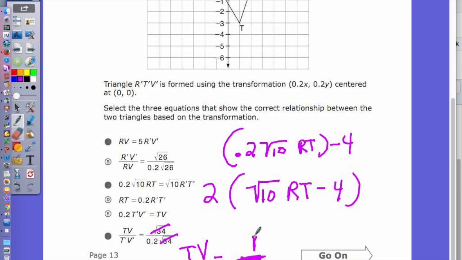If this is 1, then this is just 0.2 times 1. It's the same thing. Okay? Does that make more sense?